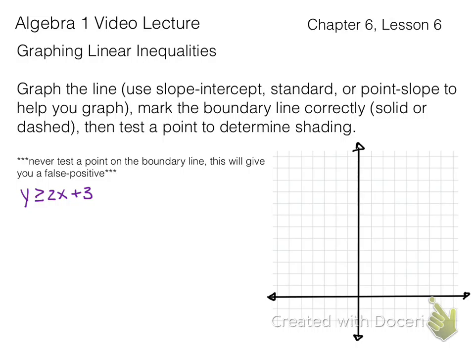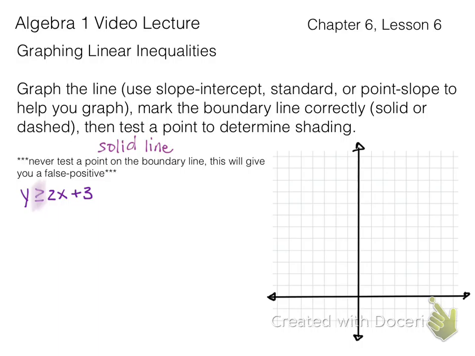So just from looking at this, I'm going to technically skip to the second and ask you a quick question about the line. Is it going to be solid or dashed? Well, because it has the or equal sign, we're going to have a solid line. So when we get to that point, you already know we're going to have a solid line. Okay. Well, let's go ahead and graph this.